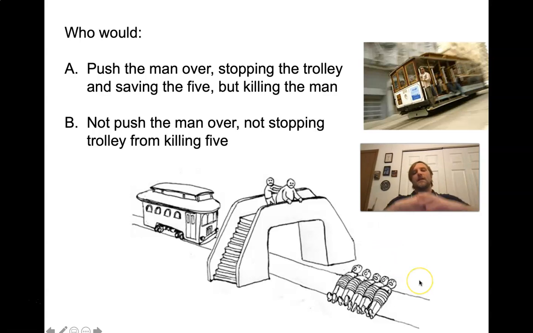One of the first is a similar scenario. You've got the trolley flying down the track and you're on this bridge and there's this large man there and you can push the man over and evidently he'll get killed. The trolley will hit him, but it will be derailed and will save the 5 people. So the end outcome is the same. You have one person dead, but you've saved 5 people.